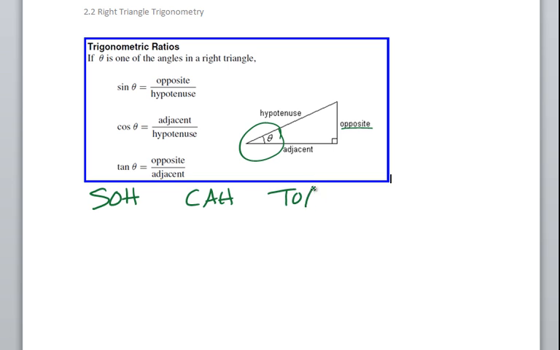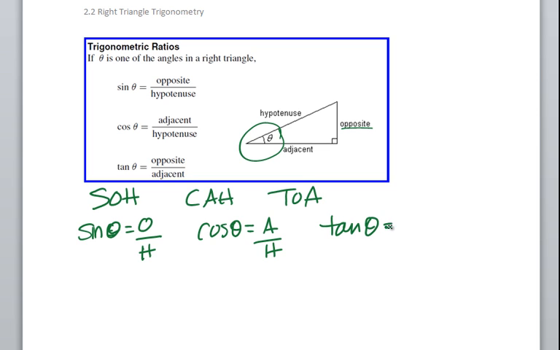SOHCAHTOA. And what that means is that sine theta is opposite over hypotenuse. Cosine of theta is adjacent over hypotenuse. And tangent of theta is opposite over adjacent.